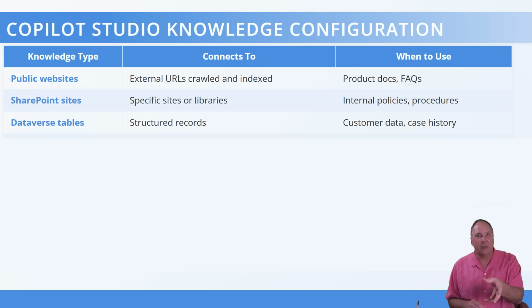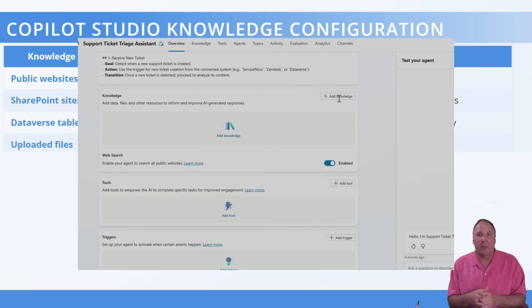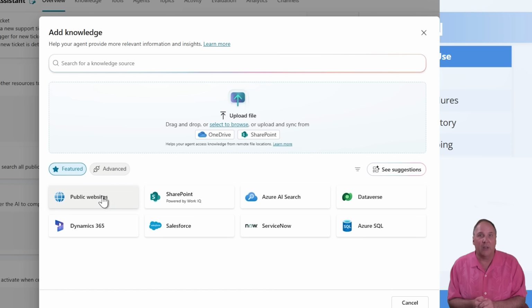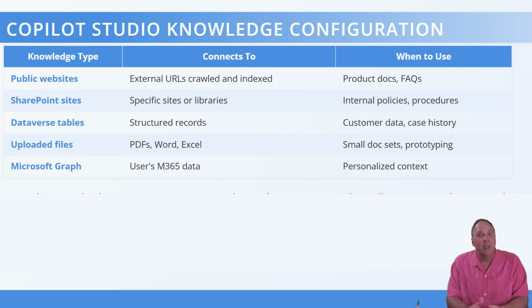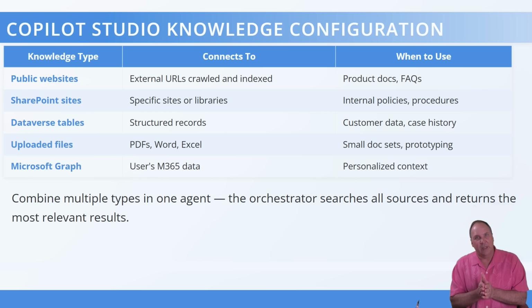So connect to structured data like customer records, product catalogs, and case history. Next, uploaded files. You can upload PDFs, Word documents, or Excel directly for small document sets or prototyping. Then there's Microsoft Graph, which can be used to access the user's M365 data like emails, files, calendar, for personalized context. So the key insight here is that you can combine multiple types in one agent. The orchestrator searches across all sources and returns the most relevant results.